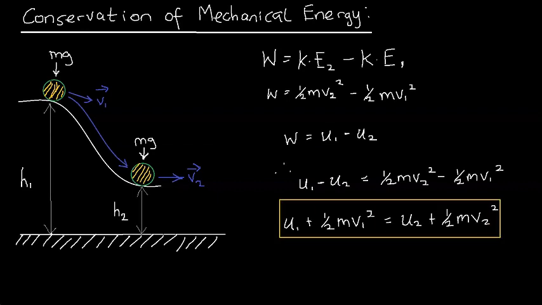This is the law of conservation of mechanical energy, which states that in a conservative system, the sum of potential and kinetic energies at one point is equal to the sum of potential and kinetic energies at another point.